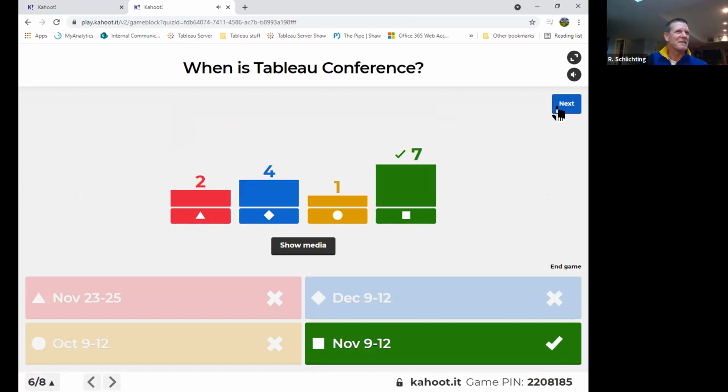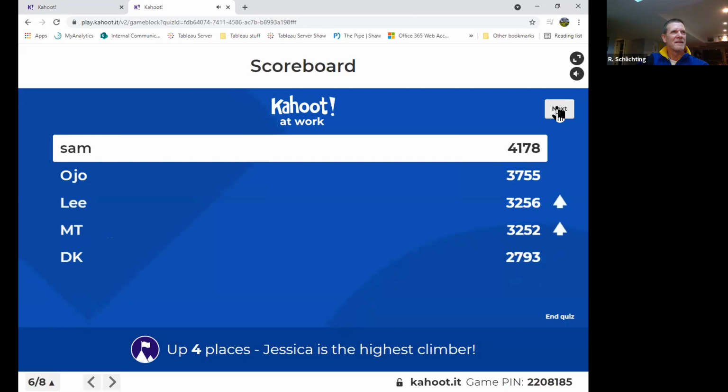That's right. So it's the 9th to the 12th of November. There we go. So we are going to have a session during that time with all the Canada Tableau user groups, and we're looking forward to that.